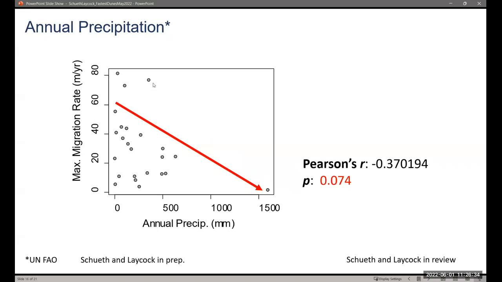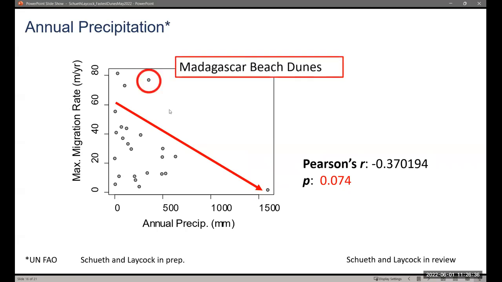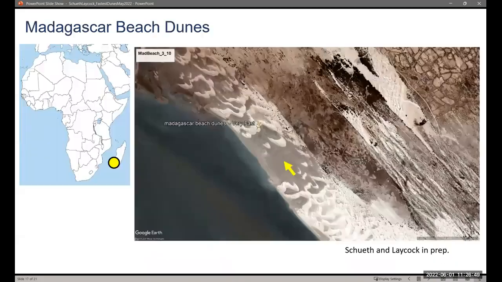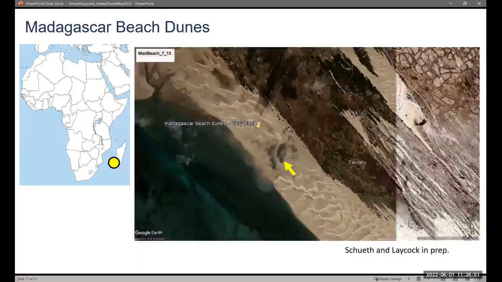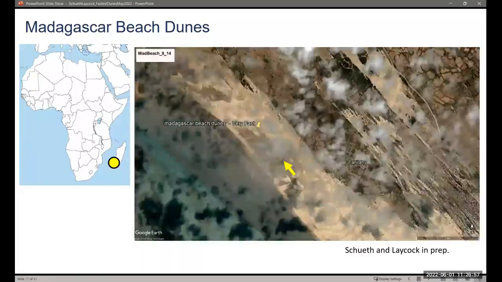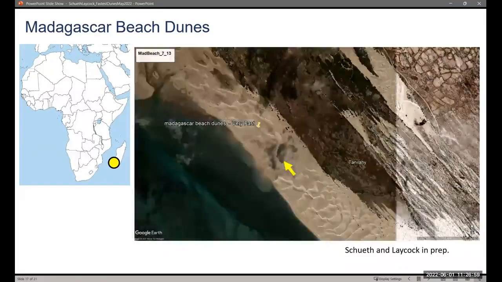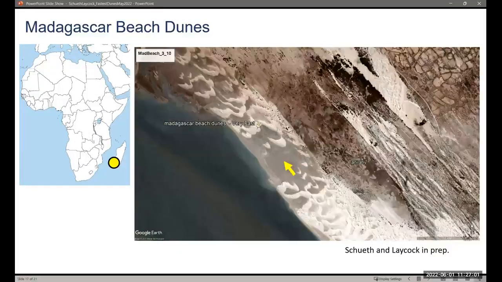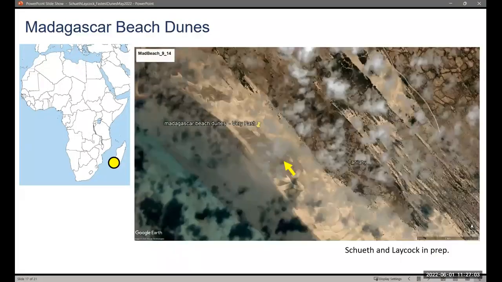But there is one problem with this, and that's this single data point up there, which are those Madagascar beach dunes of the southern coast of Madagascar. And that is a place where we have very rapid movement, but it's a lot wetter than what this linear model would suggest it should be. And what's interesting about that location, if we just take a look at it while I talk about it, is that it is next to a coast in a very wet region, but it's also very remote.